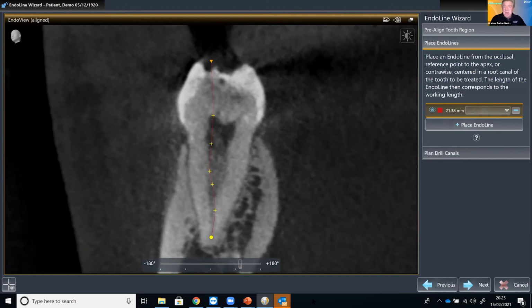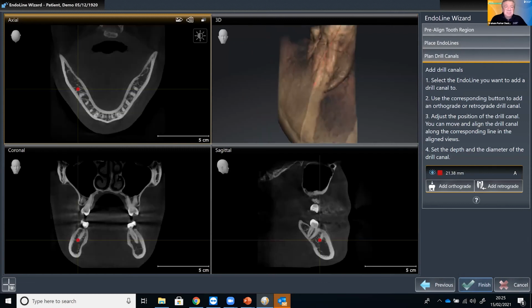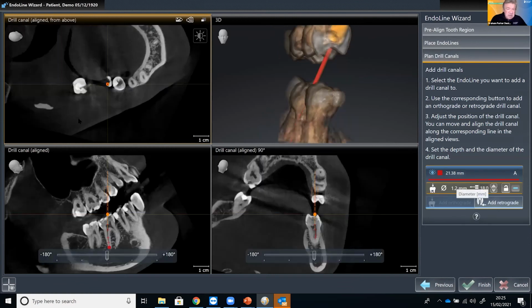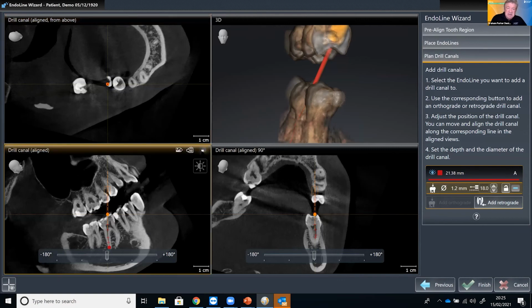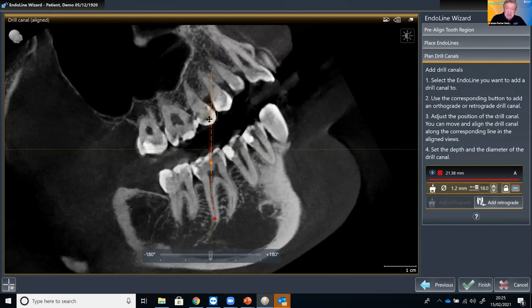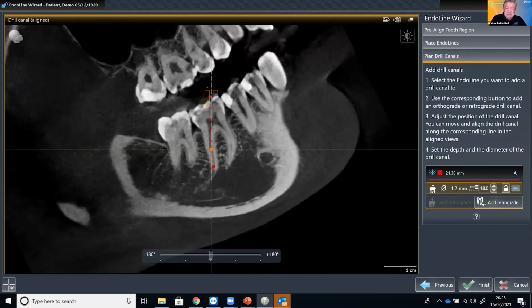I can either map another canal. I won't do that at the moment because I think the connection might be a little bit flaky, but if I go to next, I can decide to add on a drill path, a planar drill canal. To do that, I click on here like so, and you can see I can bring my access channel down into the canal like so. I can adjust it.